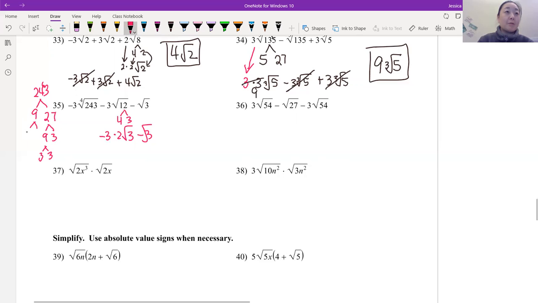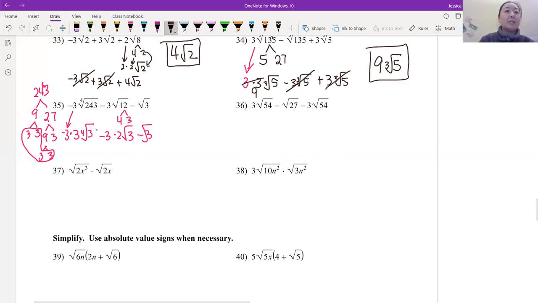So I'm just going to simplify everything down to prime factors. And so I have a group of 4 right here. So it's going to be negative 3 times 3. You're getting that negative 3 right here. And then what I have left is just a 3.